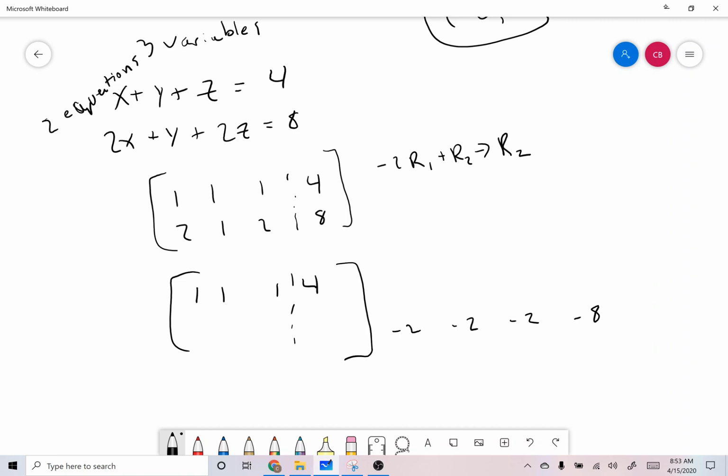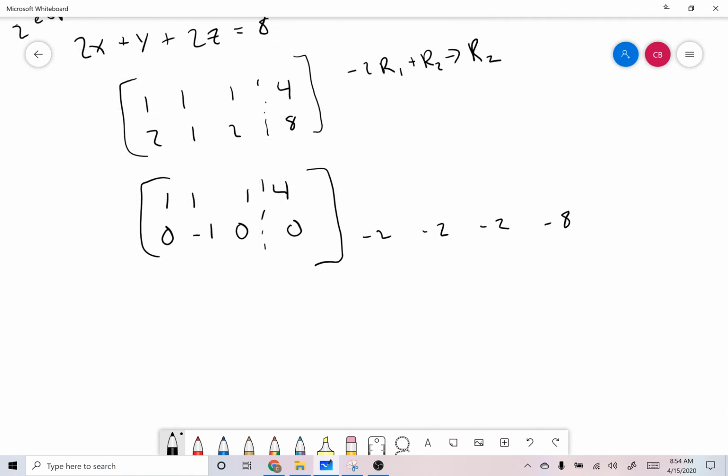So we're going to add those as we please. -2 plus 2 is 0, -2 plus 1 is -1, -2 plus 2 is 0, and -8 plus 8 is 0. And then we can just change the sign: we're going to do -1 times row 2. And we have 1, 1, 1, 4, then we have 0, 1, 0, 0.